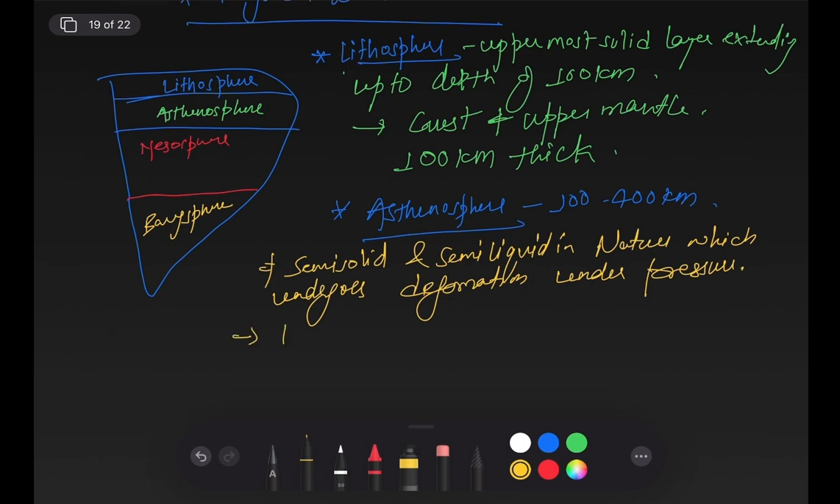Asthenosphere is a low velocity zone because of the slowing.